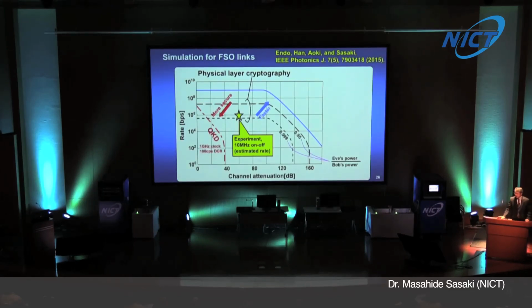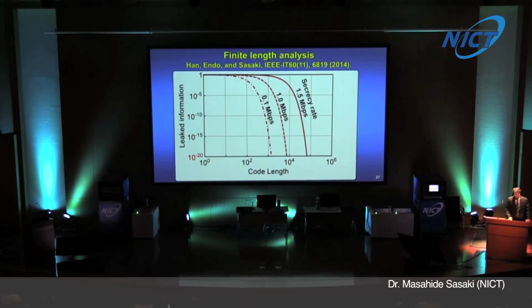Now, the red curve represents a QKD performance assuming 1 GHz clock rate and 100 Hz dark count. So it's really hard to generate a secure key at the 40 dB attenuation. The blue one is optical communications, in which there is nothing to do with security. So there is a huge gap between these two extreme cases. Now, the black lines represent the physical layer cryptography, so this can cover the intermediate region in a wide area of performances. We can also estimate the leaked information as a function of the code length quantitatively by using our recent theory of finite length analysis. So given several secrecy rates, we can know how long codes are required. So it's about 1,000 to 10,000, so they are really practical scale.